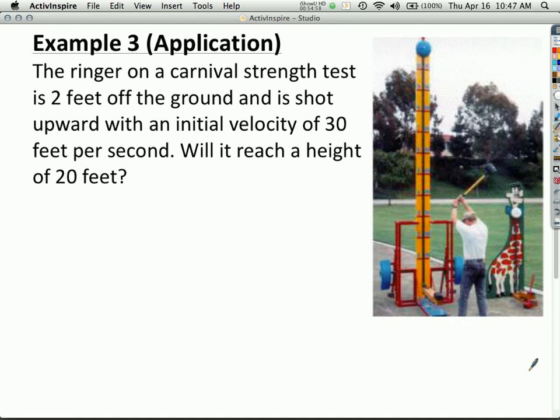So I wasn't sure if everyone would know what a carnival strength test was, so I wanted to get a good picture for it. So this is one example. You may have been to a carnival that had this. The most recent one I went to was the Our Town Carnival in Coral Springs. They had a smaller one, much smaller than this.